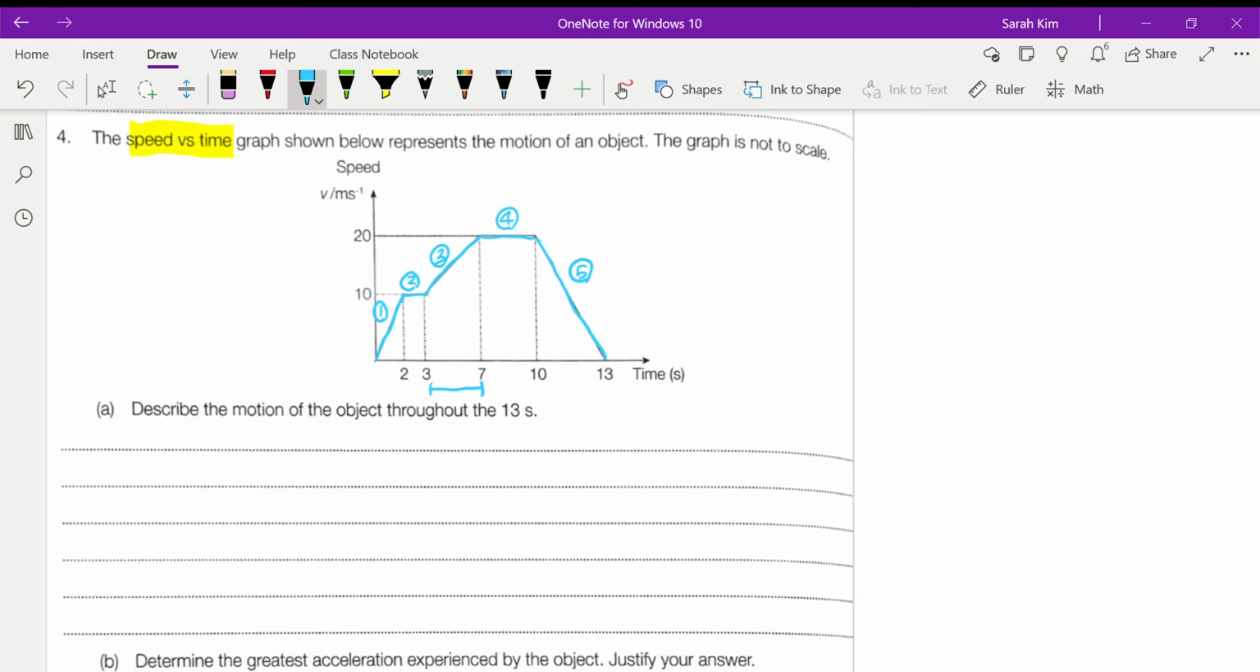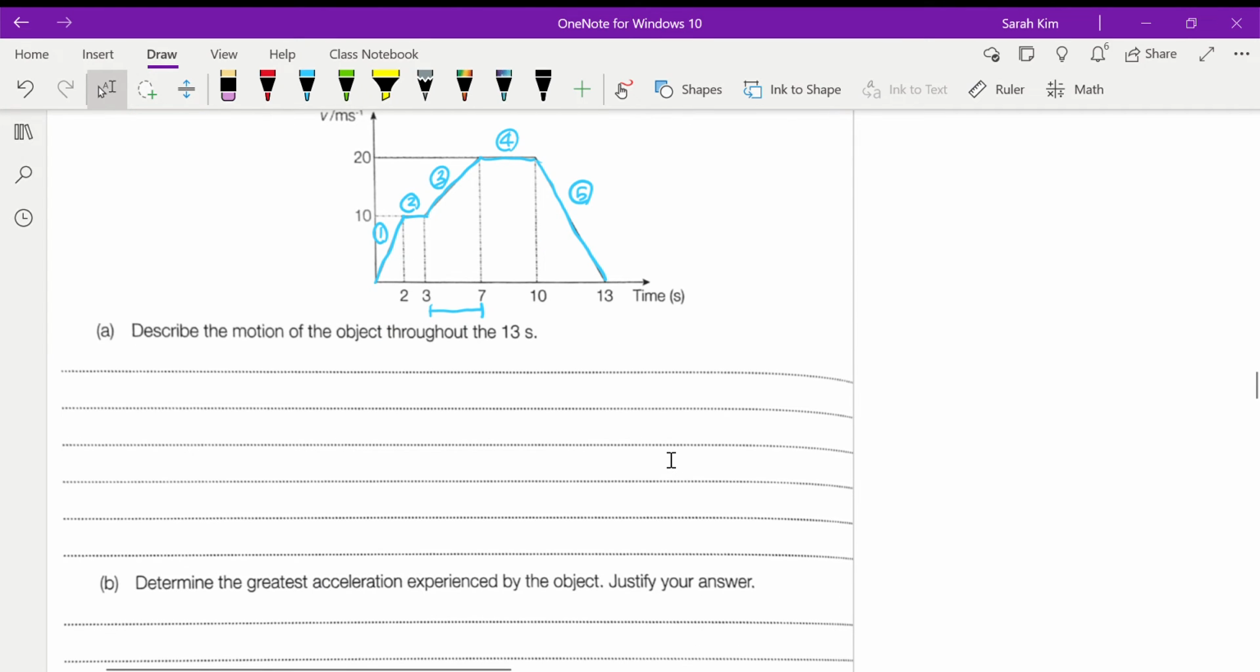Alright, last section 5, for the next 3 seconds, the speed decelerates from 20 meters per second to 0 meters per second at a constant rate, meaning the deceleration is constant, because obviously you can see that from the straight lines.